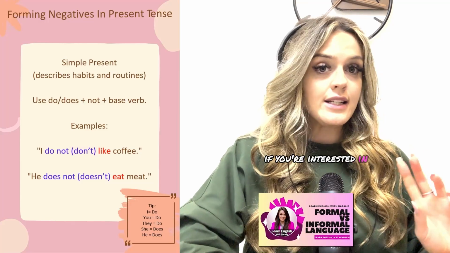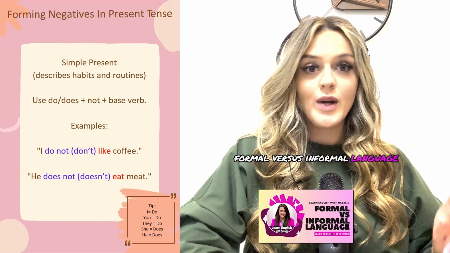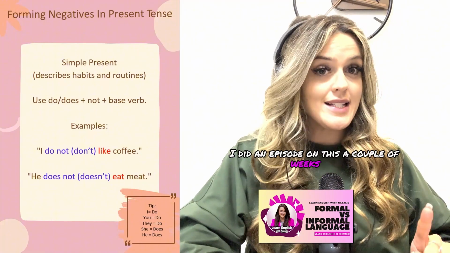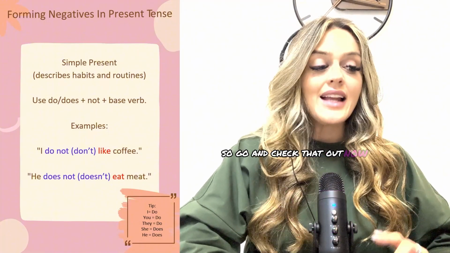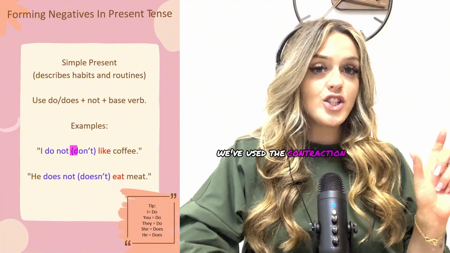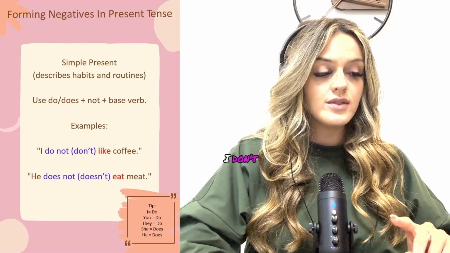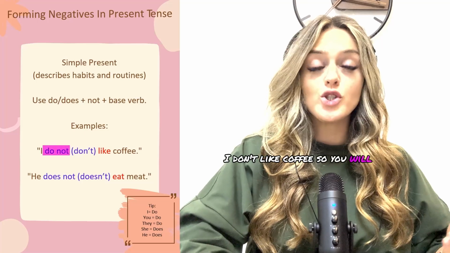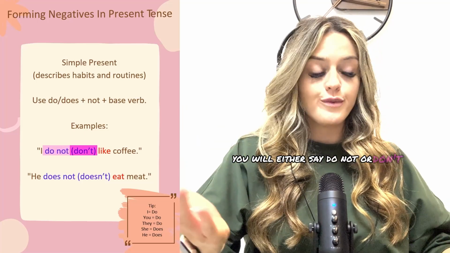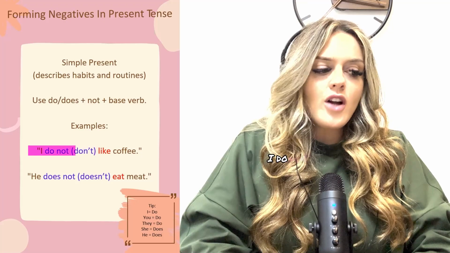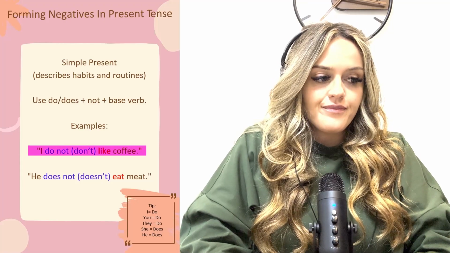If you're interested in formal versus informal language, I did an episode on this a couple of weeks ago, so go and check that out. Now, for this sentence, we've used the contraction don't. I do not, I don't like coffee. So you will either say do not or don't. I do not like coffee.